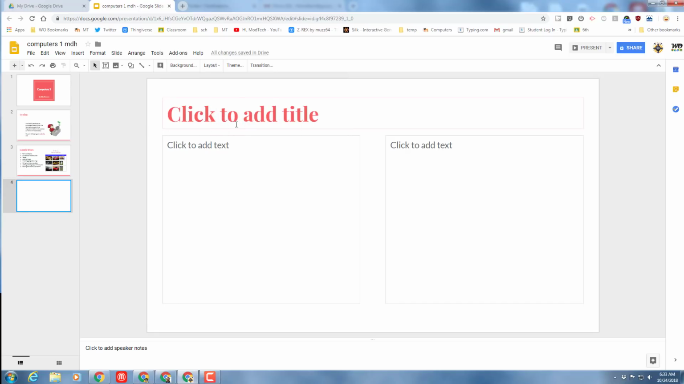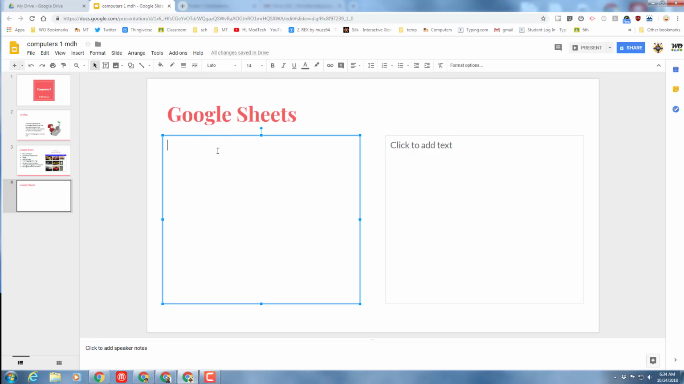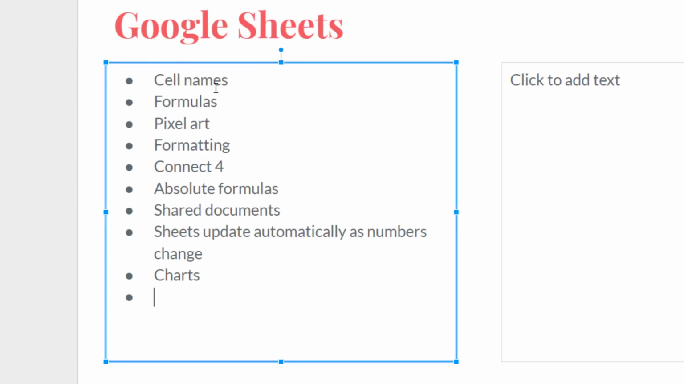Our title this time is going to be Google Spreadsheets, or better yet, Google Sheets, because it's easier to type. And then we need to add this bulleted list, reminding us of all the cool things that we learned in Google Sheets. Type in all of these that we practiced. We worked with cell names, formulas, pixel art, formatting, which was part of the pixel art because we changed the column size, Connect 4, which was the game where we practiced Control C and Control V.